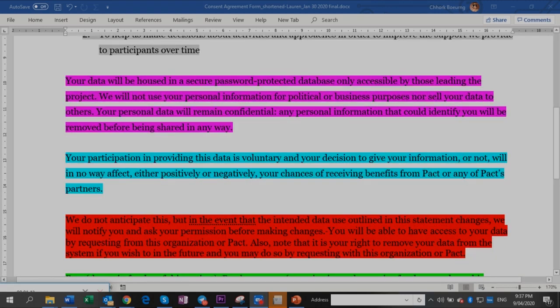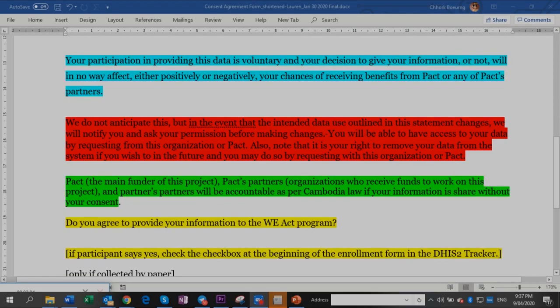In the pink color here, we inform them that the personal data of each young woman entrepreneur will be secure, saved in a password-protected database that is not easily accessible by other people. For the next part, the light green part, this section says that participation in providing this data to us is voluntary. So the project beneficiary can refuse to give it, and it does not affect our system.